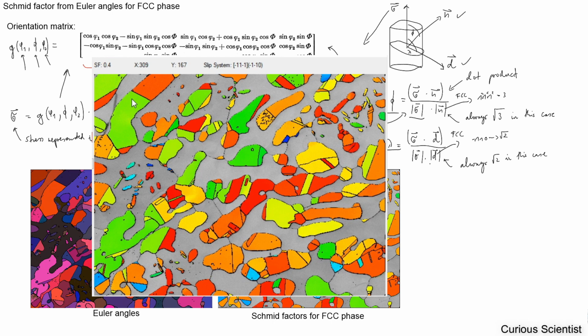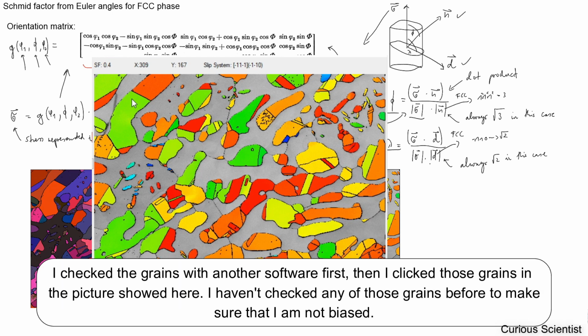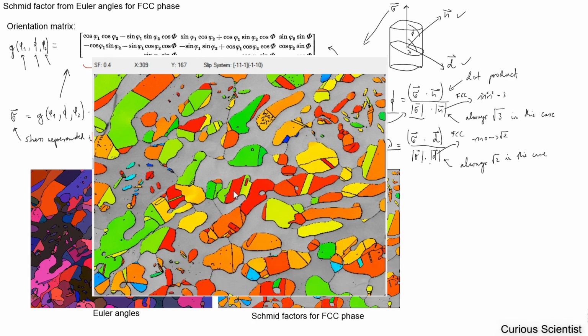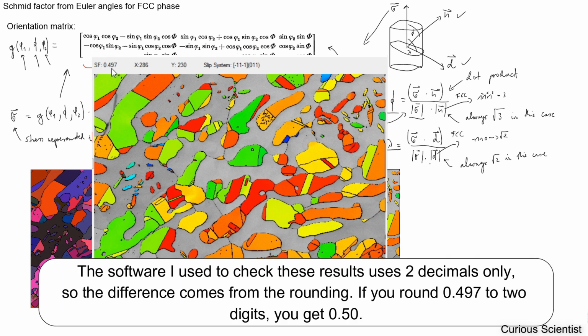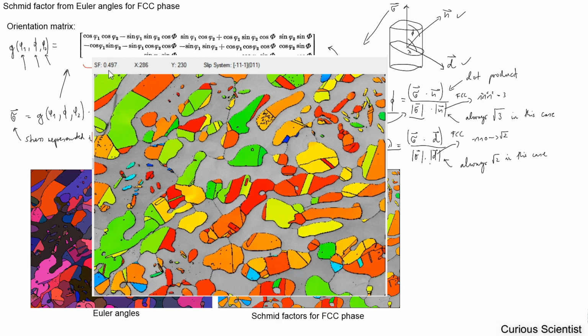So now I check it with something else, and let's pick this grain. So this grain here should be around 0.5. So if you round these numbers up, then this becomes 0.5. The software which I check these numbers with is just using 2 digits. So since I don't have this last digit in this software, that software already rounds this up to 0.5.